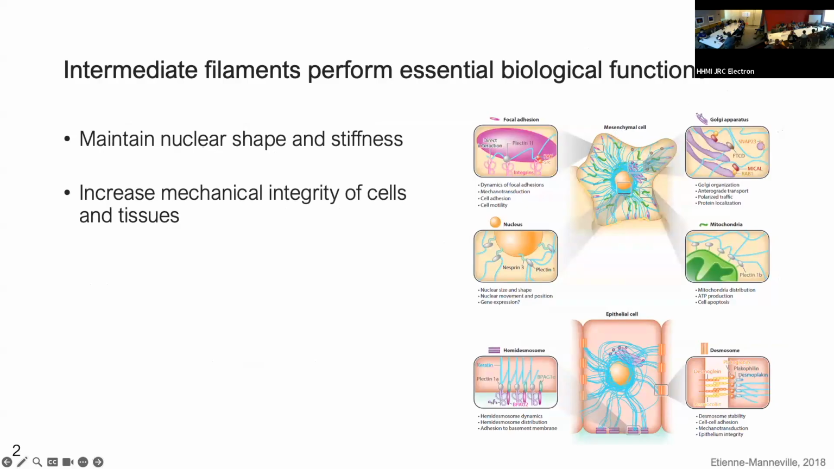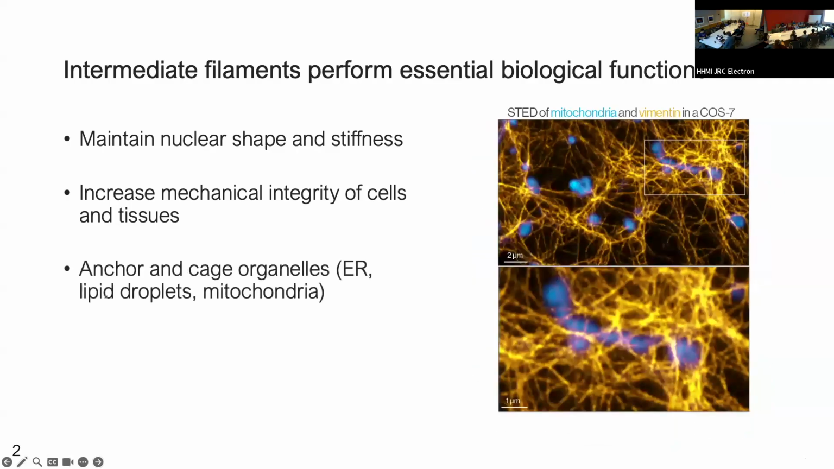They maintain the shape and stiffness of the nucleus. So this is both those lamins inside the nucleus, but also cytoplasmic intermediate filaments can associate with the nucleus via link complex proteins. They're critical for the maintenance of the mechanical integrity of cells, especially the cytoplasm, as well as tissues where they interact with desmosomes and hemidesmosomes to keep tissues intact. And I think one emerging concept that I'm particularly interested in is intermediate filaments actually associate with and anchor organelles.